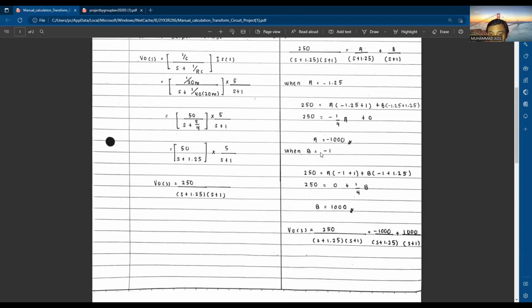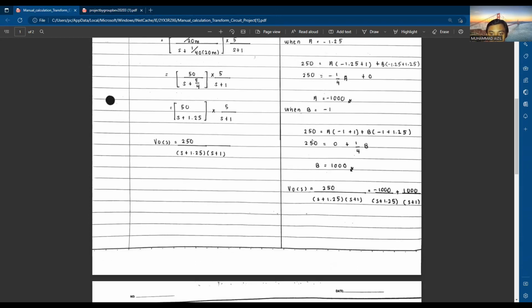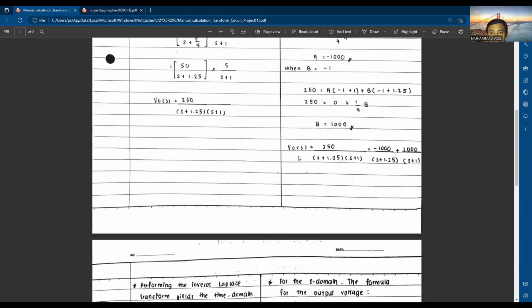So to find B, we set S equal to negative 1. So the value of 250 equals A, which is negative 1 plus 1 equal to 0, and B, negative 1 plus 1.25 equal to 1 over 4B. So we get the value of B, which is 4 times 250 divided by 1, which is 1000 for B.